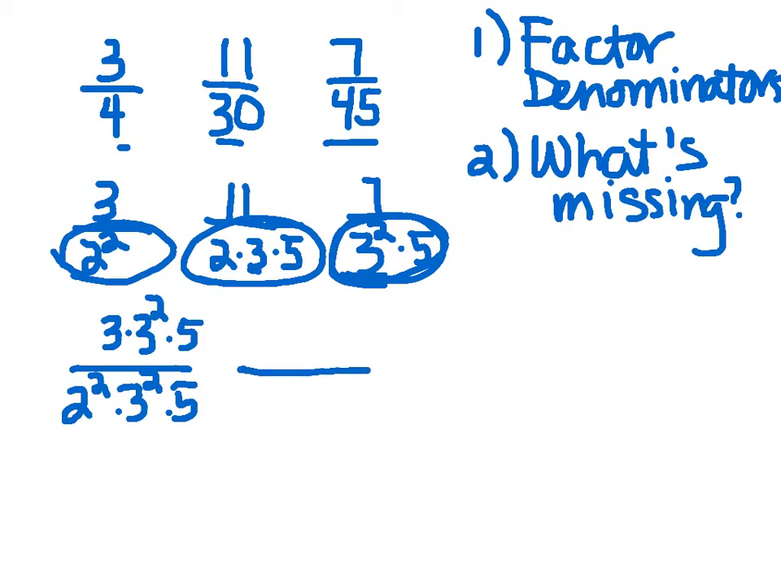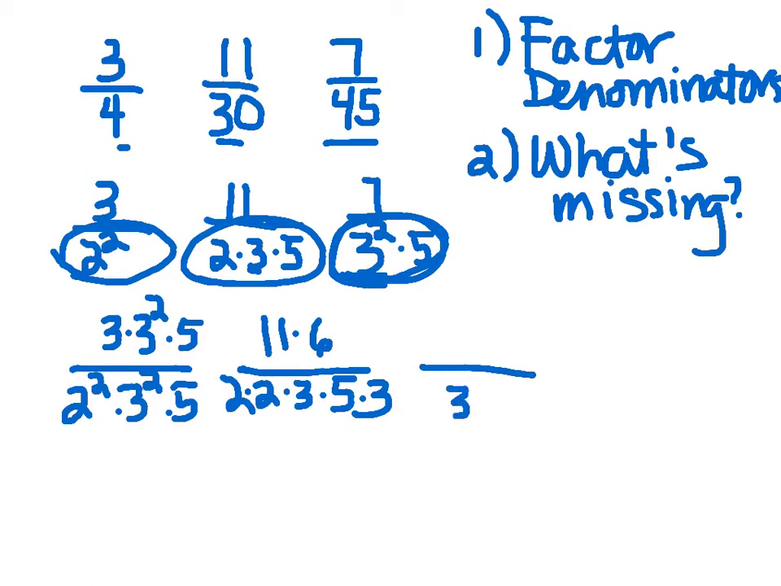Now I'm going to look at the same thing. What is 2 times 3 times 5 missing that anything else has? Well, you can see it's missing a 2 and a 3. And that means I will be multiplying the top by 6. Finally, 3 squared times 5 is missing a 2 squared. So I multiply this 7 by 2 squared.